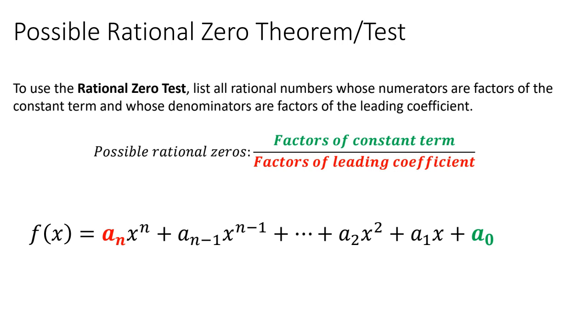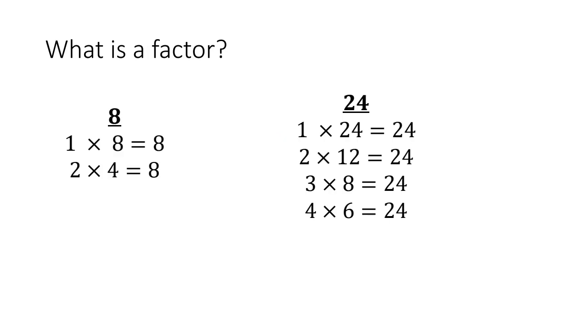To find the possible rational zeros, you get the factors of the constant term. Again, the constant term is the one without a variable, the last one here in green. And we get the factors of the leading coefficient, which is the one that has the degree. Now, we are not going to worry about the sign because we are going to take care of both positive and negative. So let's do an example just to help you see what this means.